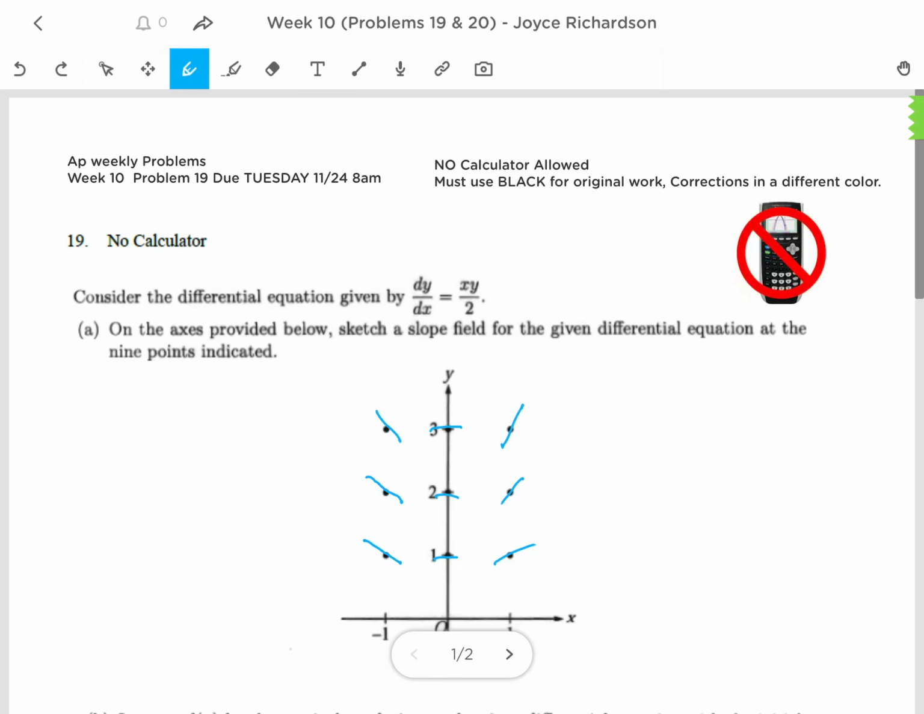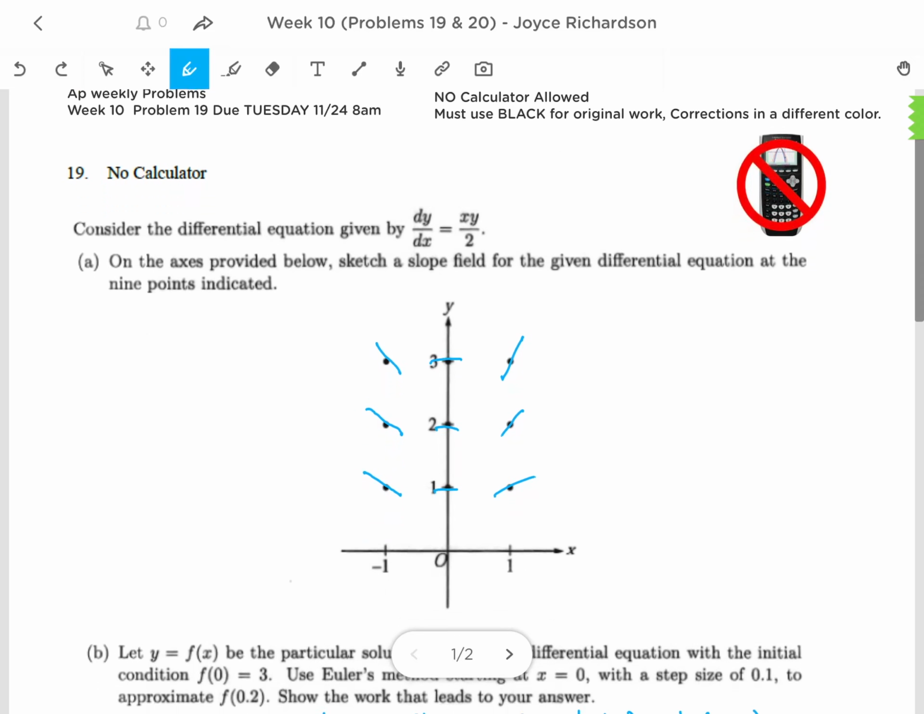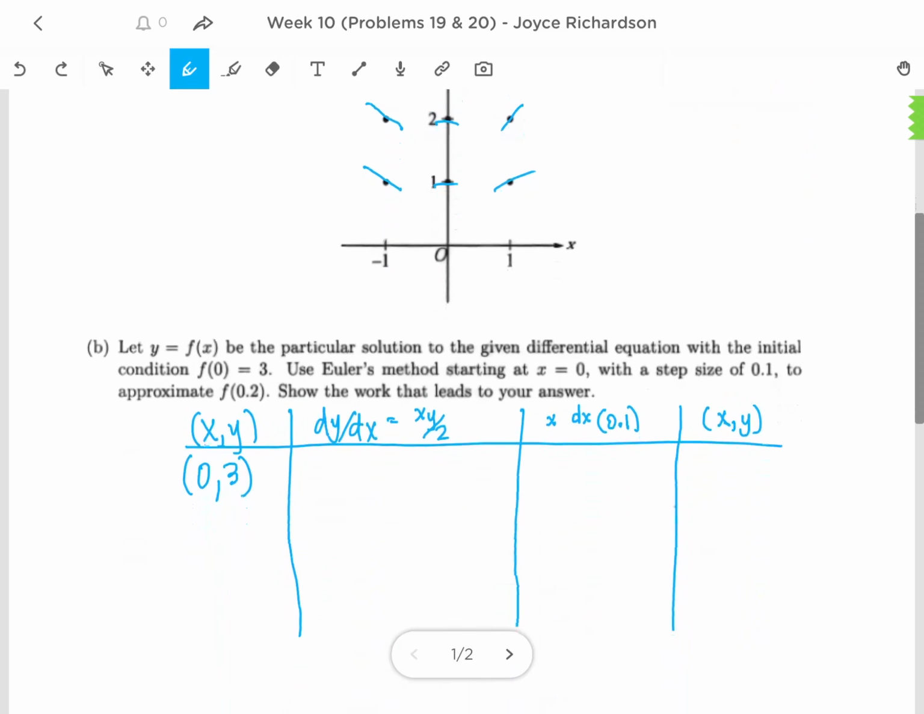So this is going to be number 19. If you take a look at your differential equation, you got a point for your zero slopes and a point for any of your other slopes that were supposed to be negative or positive. Okay, so I felt like that was pretty good.